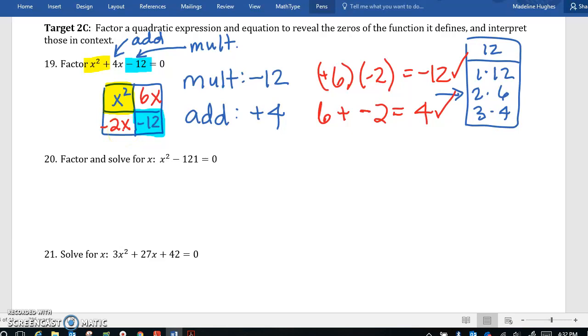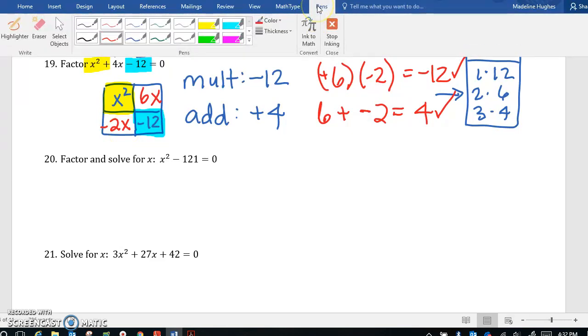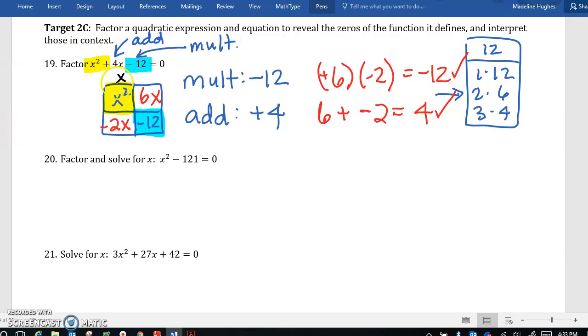Okay, when I fill out the outsides of the box now, to get x squared, we write x and x. Out here, since we have 6x, we need the 6 up here. Along the side here, negative 2x. So out here, we need the negative 2. And those along the top and the side are our factors.